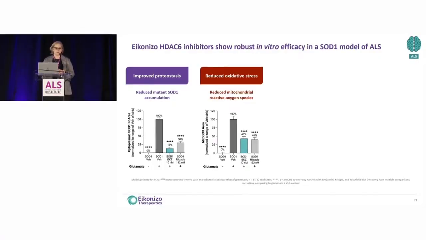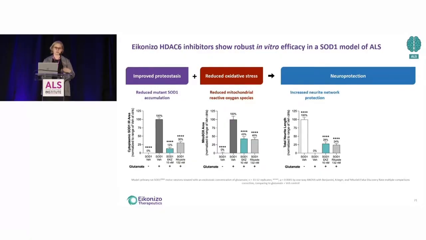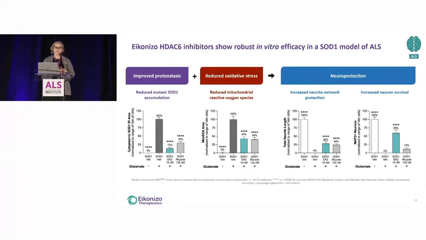We've also measured oxidative stress in this system using a mitochondrial reactive oxygen species probe, MitoSox. And our HDAC6 inhibitor strongly suppresses reactive oxygen species. And by combining the benefit of improving both of these compromised pathways, we see increased neuroprotection. So here we're showing an improvement or protection of the neurite network with HDAC6 inhibition and a very robust neuroprotective effect, as we could see increased neuronal survival.